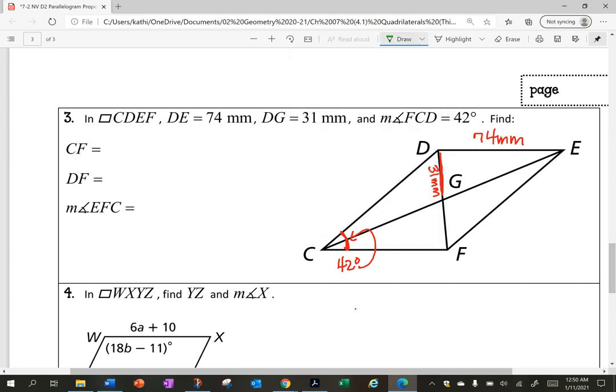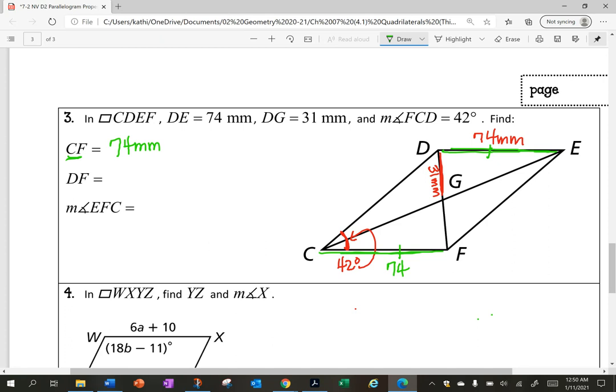Okay, so it's asking me to find the value of CF. So since I know opposite sides are congruent, I know these are congruent. So if D to E is 74 millimeters, C to F is 74 millimeters.